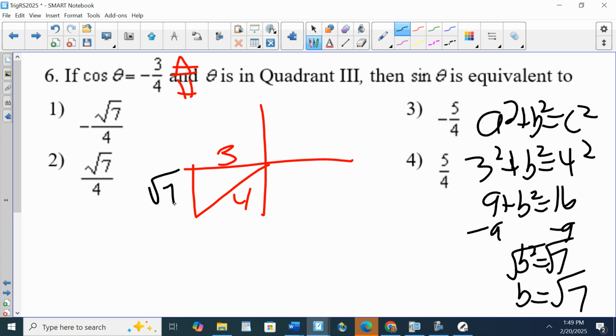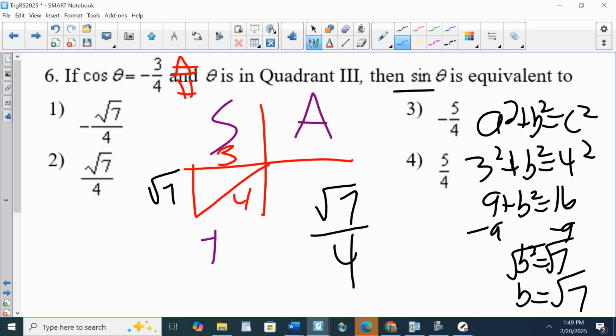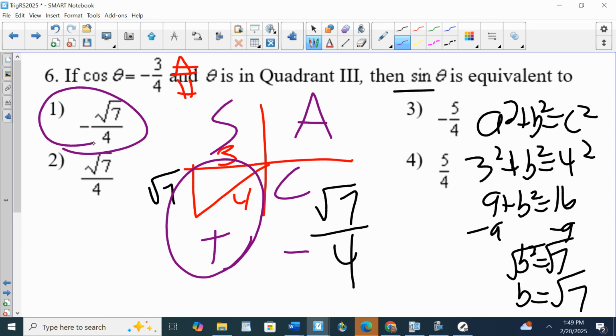Now, I don't need to go through every single one, because I just want sine. So sine is opposite over hypotenuse, which is radical 7 over 4. Don't forget your signs. All students take calculus. In this quadrant, only tangent's positive, so sine is negative radical 7 over 4.